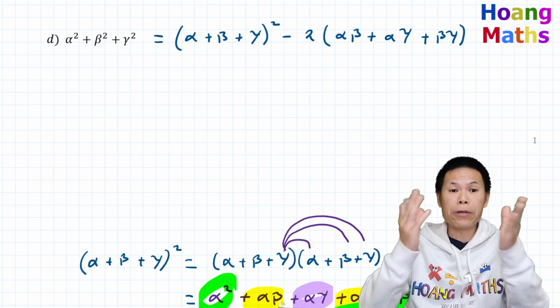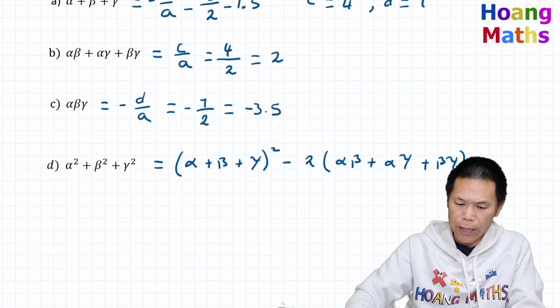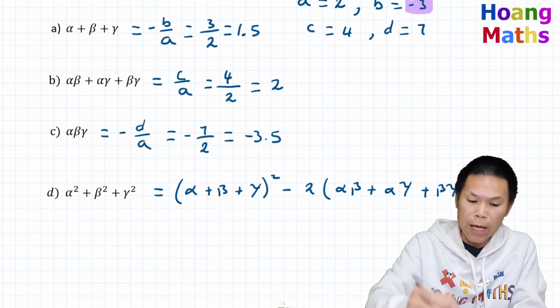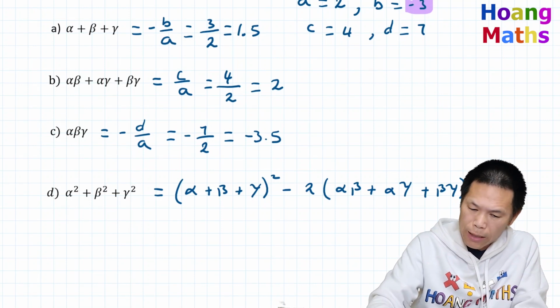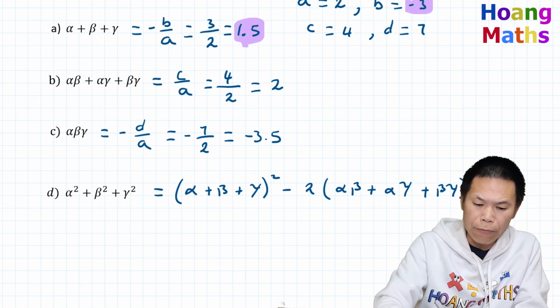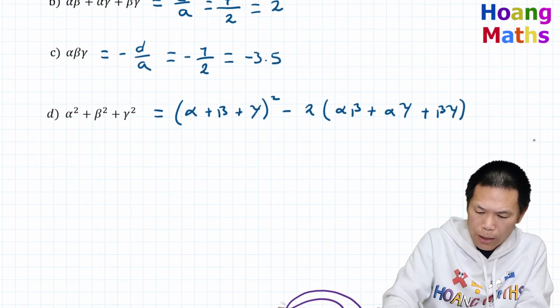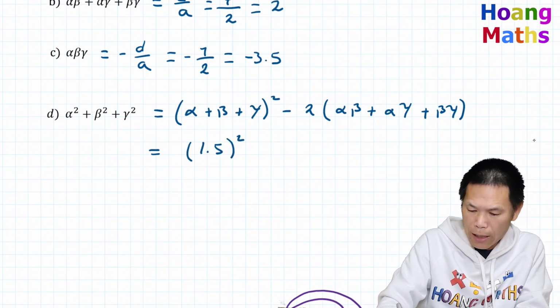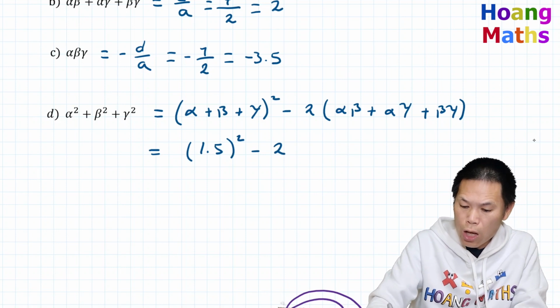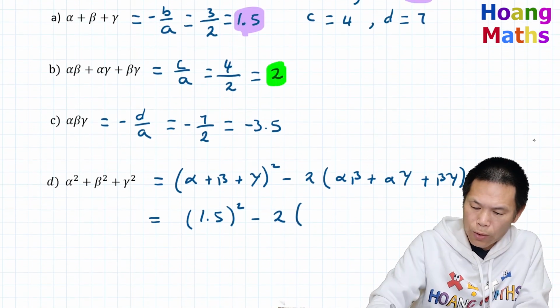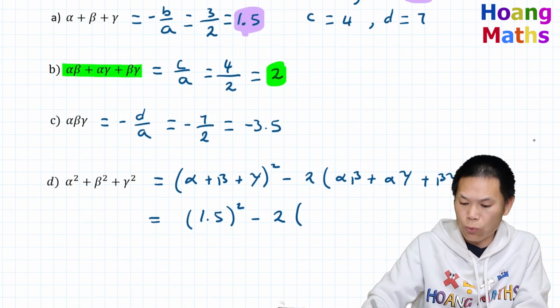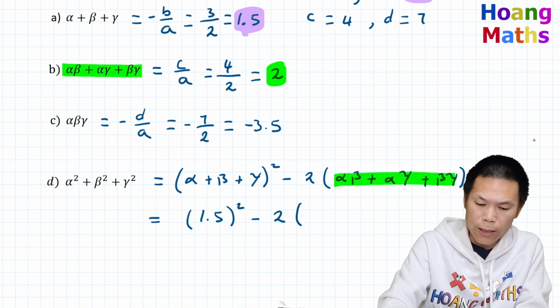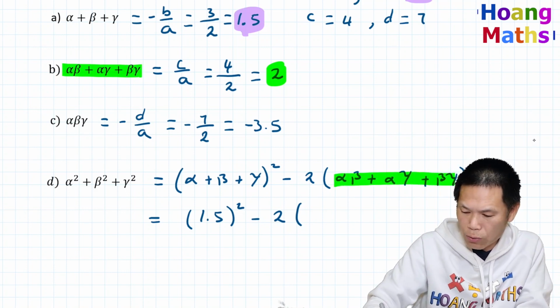So what I do now is I just substitute this value in, okay? We know that alpha plus beta plus gamma is equal to 1.5. So let me just replace this. So that is equal to 1.5 square, and we minus 2 lots of 2, okay? Because this is equal to 2. That is 2 here, okay? So that is 2 lots of 2.